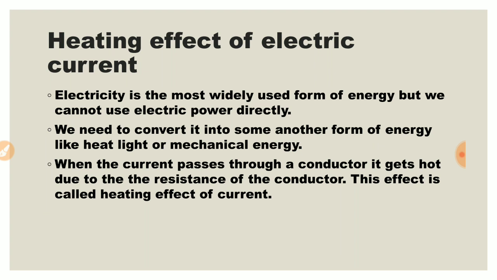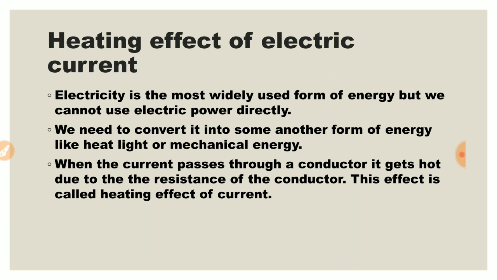We know that electricity is the most widely used form of energy, but we cannot use electric power directly. It has to be converted into some other form of energy like heat, light, or mechanical energy. So when the current passes through a conductor, it gets hot due to the resistance of the conductor. This effect is called heating effect of current.